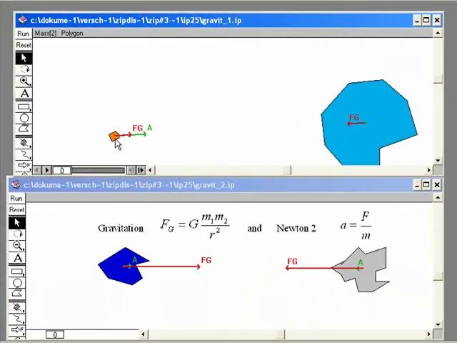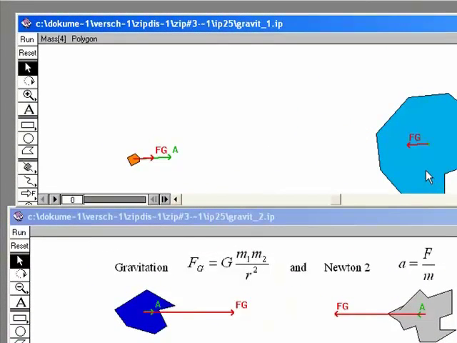So here we have a small object. Here we have a large object, meaning a large mass, and a small mass. Notice that the forces on either one of them are the same, because that's what Newton's gravitational law says, and it's also what Newton's third law says, that there are equal and opposite forces.